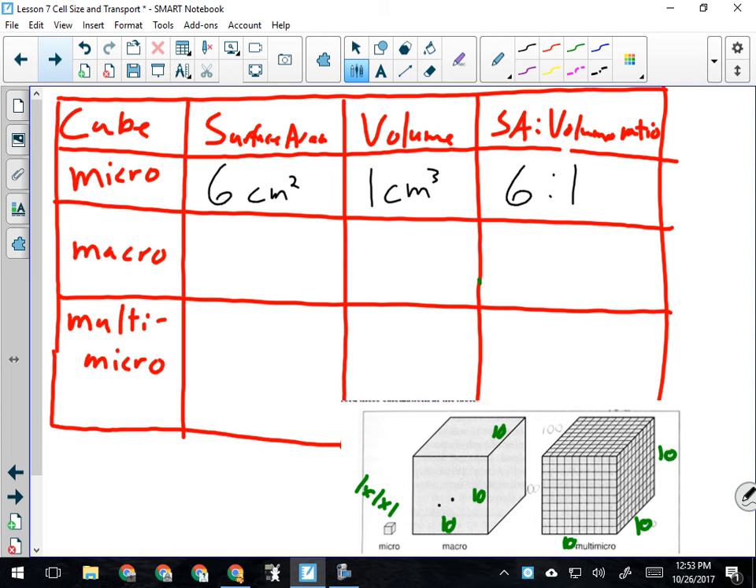For macro. Macro is 10 by 10 by 10. So its surface area will be 10 times 10 times 6. 10 times 10 is 100, times 6 is 600. So 600 square centimeters. If I want to calculate its volume, it's 10 times 10 times 10. So the volume of this is going to be 1,000 cubic centimeters.